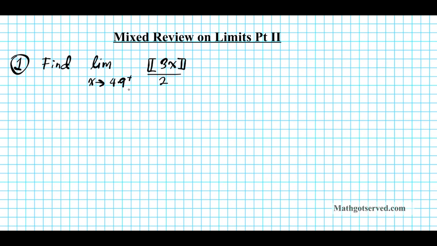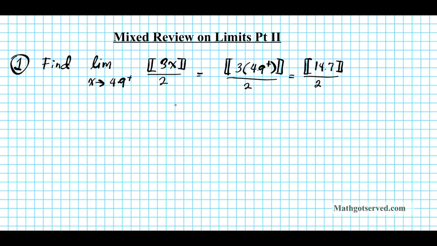All right. So in this problem, we can see that we don't have any issues with direct substitution of the value that x is approaching into the function. So we can just go ahead and substitute it. So we're going to have the floor, our greatest integer, of 3 times 4.9 from the right, divided by 2. Okay? Then simplifying further, we'll multiply 3 by 4.9. So we're going to have the floor of 14.7 divided by 2. All right?